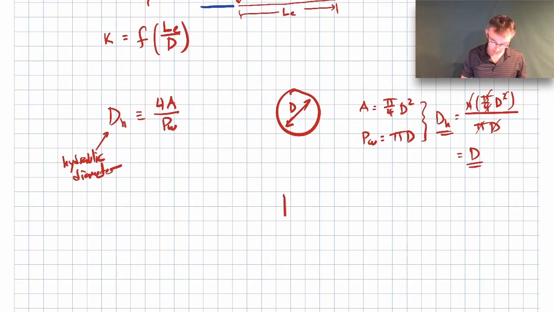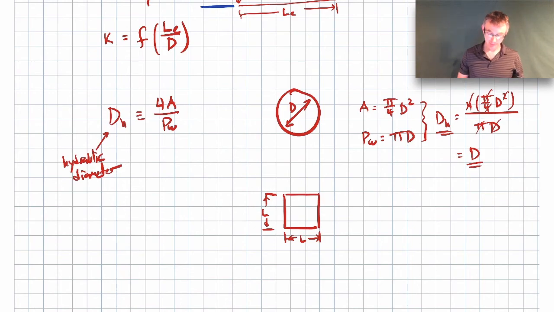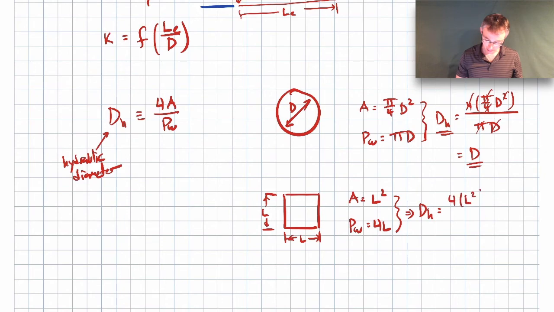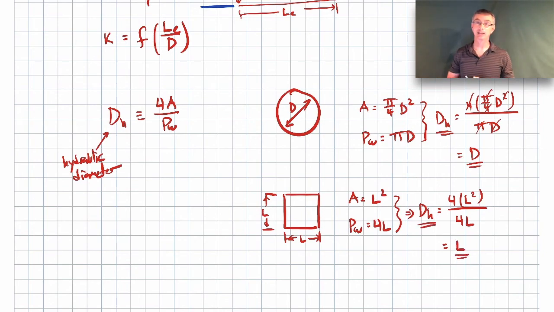Let's just go ahead and do a square cross-section duct, just so you can see how it's applied to something that's non-circular. So let's say this is square with a side length L. In that case, the cross-sectional area will be L squared. The wetted perimeter will just be the perimeter of the duct, which would be 4 times L. So then we plug that into the hydraulic diameter. It'll be 4 times L squared divided by 4L. And so it just comes out to be the side length. The hydraulic diameter is just the side length L.